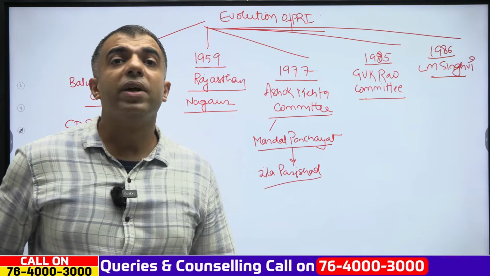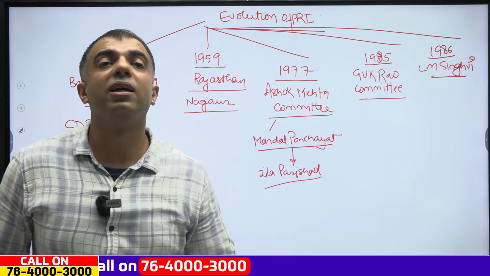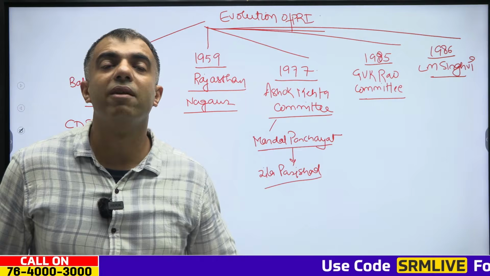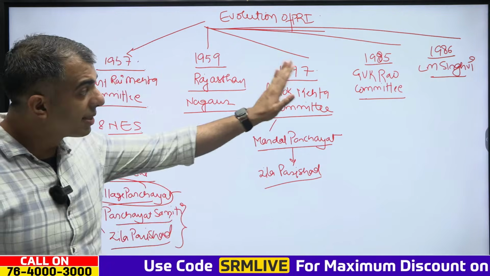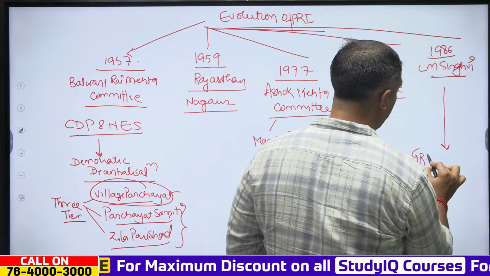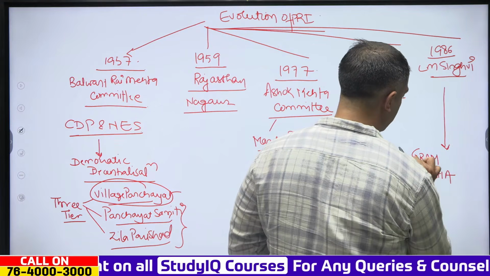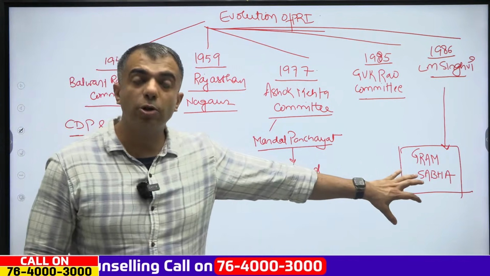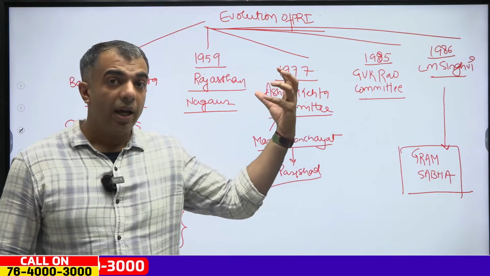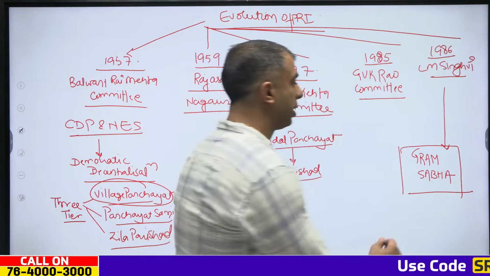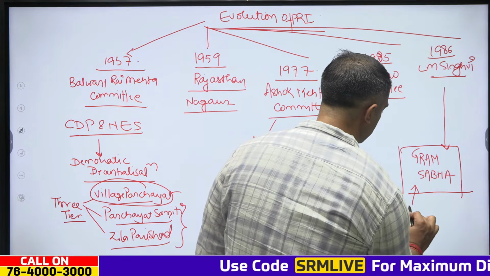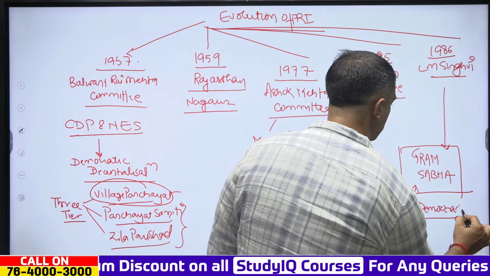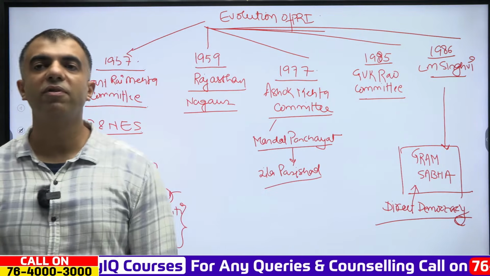This LM Singhvi committee aimed at constitutional recognition of the panchayats, and a prominent advice was to ensure regular, free, and fair elections in the Panchayati Raj system. The committee also talked about the establishment and importance of the Gram Sabha. According to them, the Gram Sabha was the reflection of direct democracy in the country.